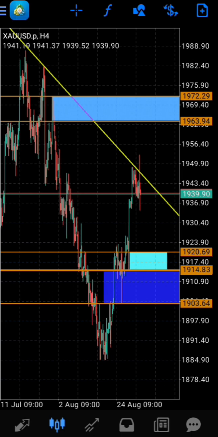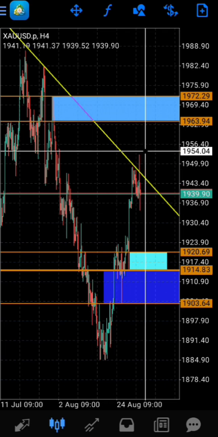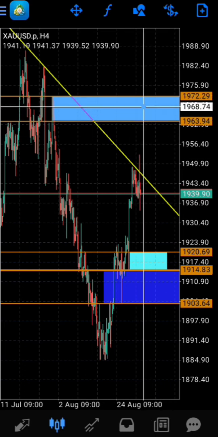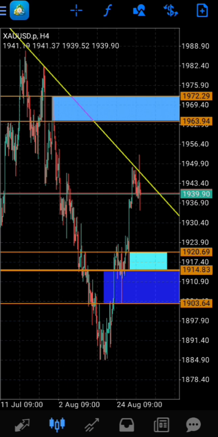Okay, simple. And then how do we do entry after the zone, correct? How to enter? We're using filter and confirmation, or filter or confirmation. It's up to you. When the price touches the sell zone, what can you do? You just wait for confirmation or filter. For me, you just use my way.